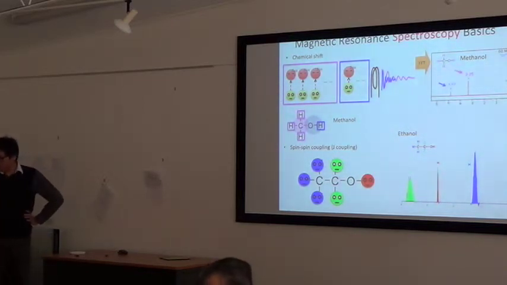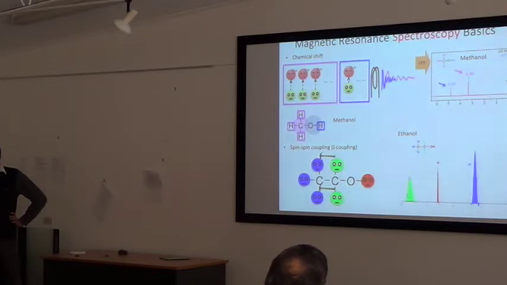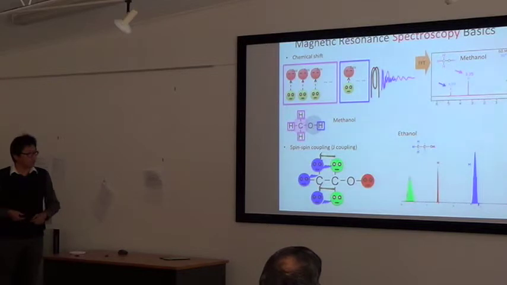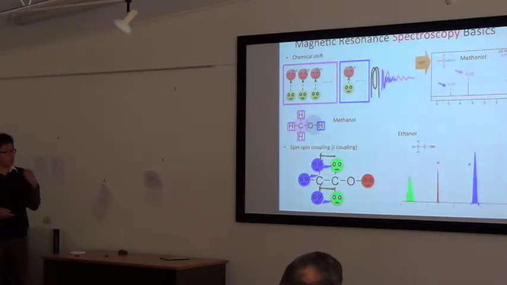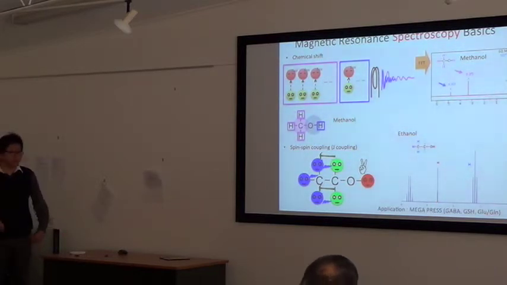Okay, so the green one and the blue one are so close to each other that they start to interact with each other. And on the frequency domain, what you actually observe is small splittings of the peaks. Instead of one main peak, you have several peaks. And the red one is so far away from the other neighbors that you don't get any interactions. So it's only one peak for the red.